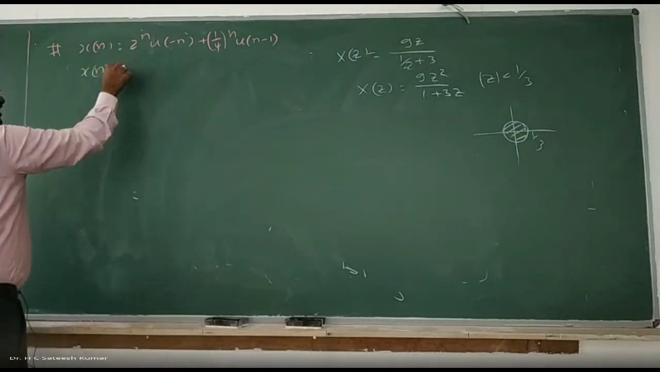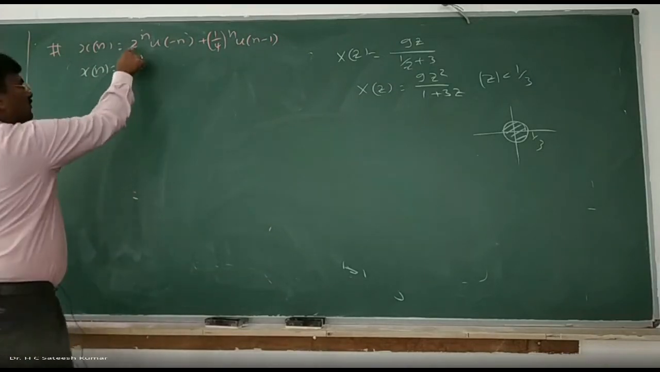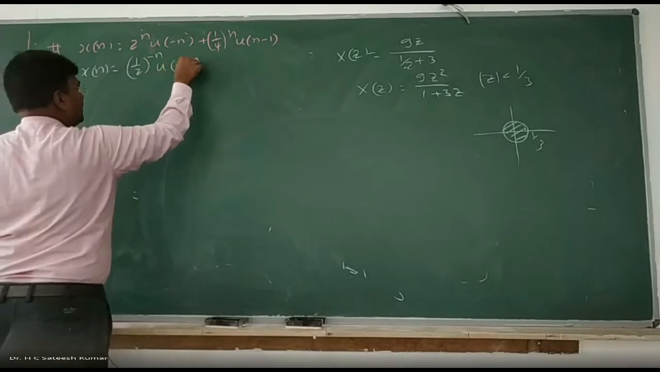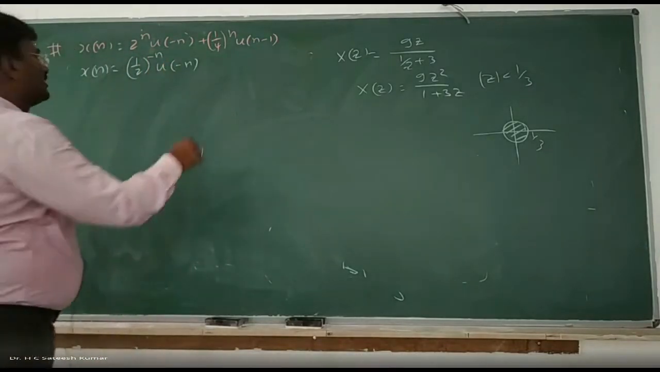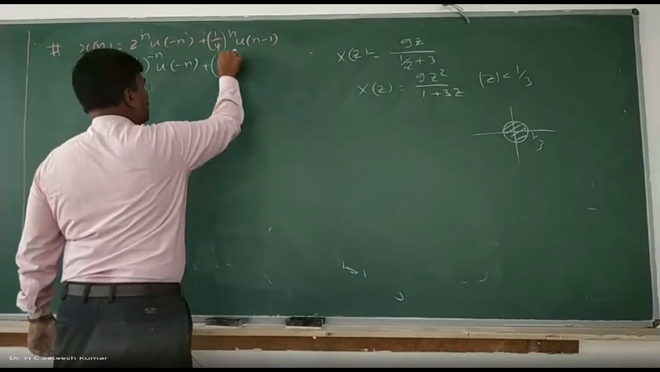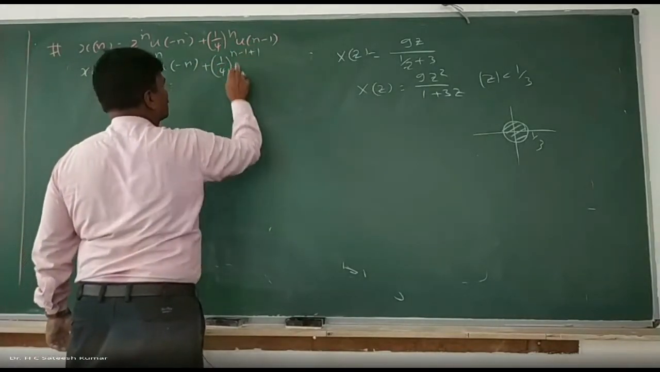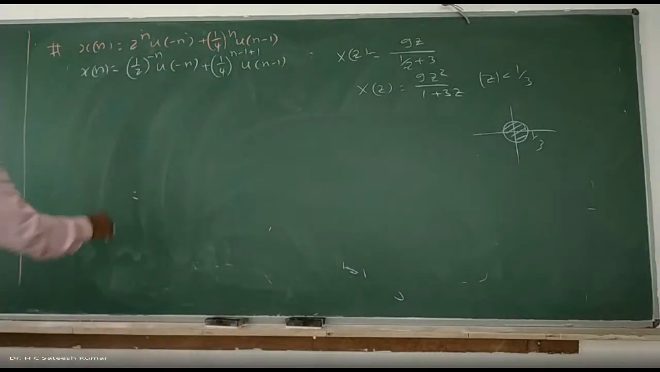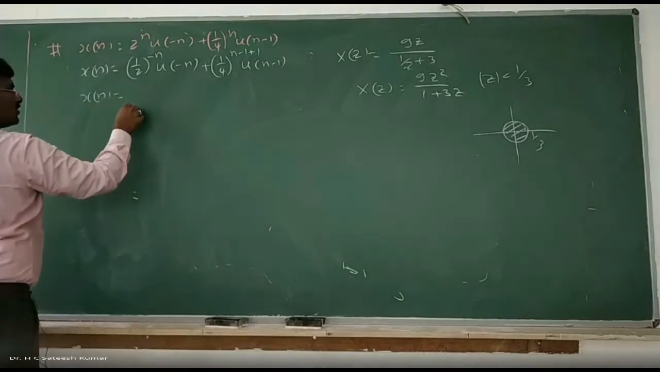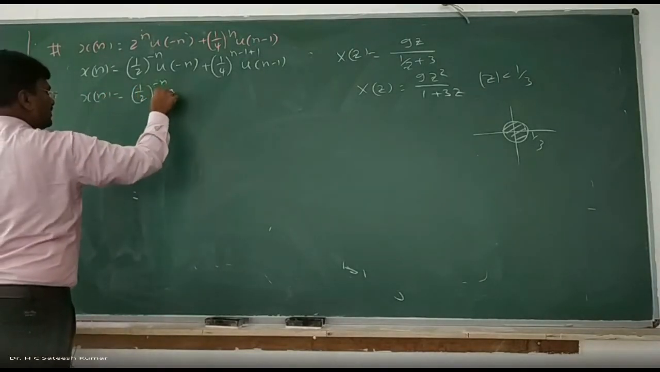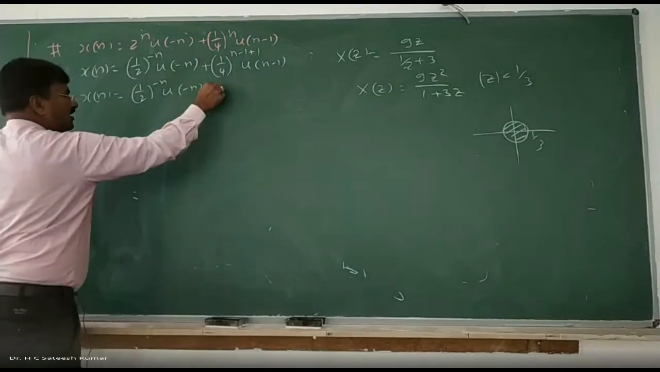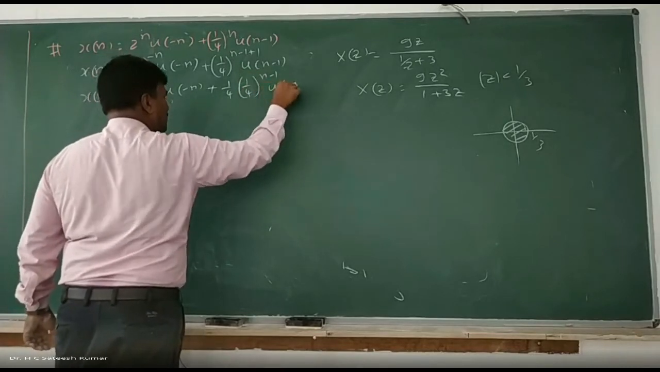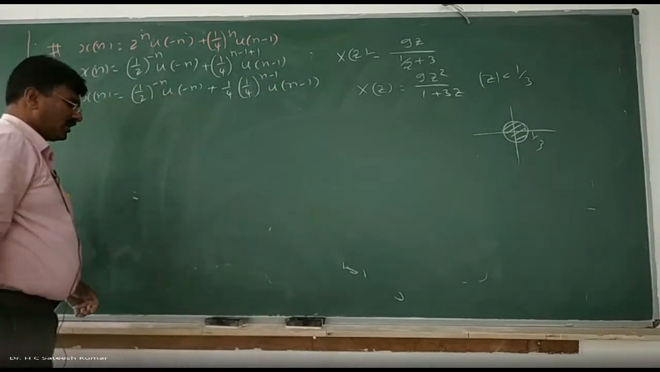Once again go for modification. x of n is equal to, take 2 to the denominator so that we will get minus n: 1 by 2 whole to the power of minus n into u of minus n, plus 1 by 4 to the power of n minus 1 plus 1 you make it, so that you will get n minus 1, into u of n minus 1. Then this can be written as x of n is equal to 1 by 2 whole to the power of minus n into u of minus n, plus 1 by 4 take it outside, 1 by 4 into 1 by 4 to the power of n minus 1 into u of n minus 1. Okay, right.